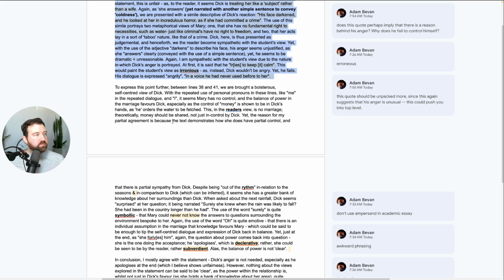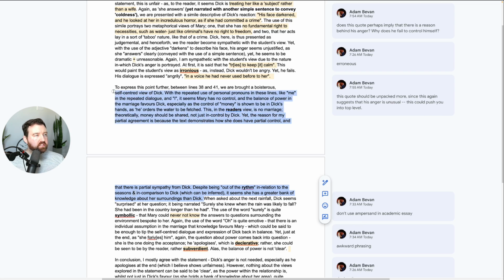"Yet the reason for my partial agreement is because the text demonstrates how she does have partial control, and that there is a partial sympathy for Dick, or from Dick. Despite being out of the rhythm in relation to the seasons and in comparison to Dick, which can be inferred, it seems she has a greater bank of knowledge about her surroundings than Dick."